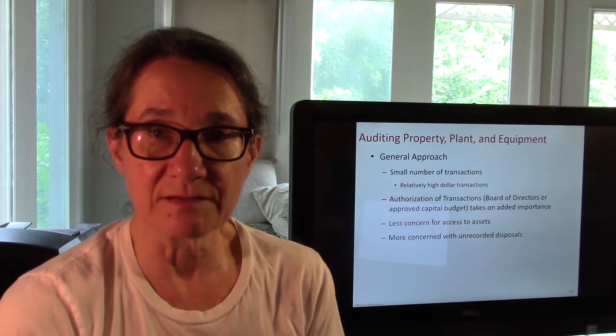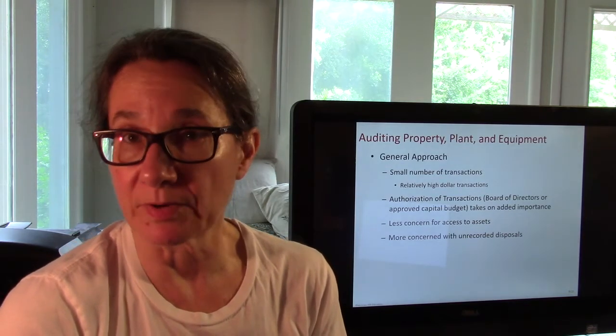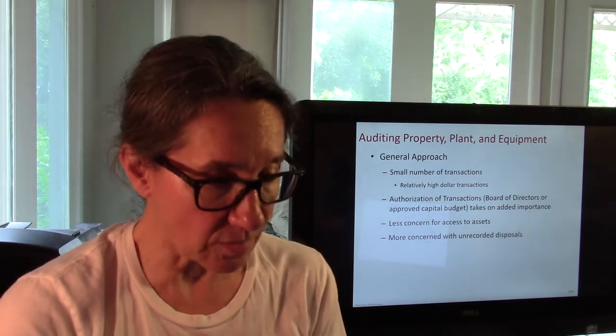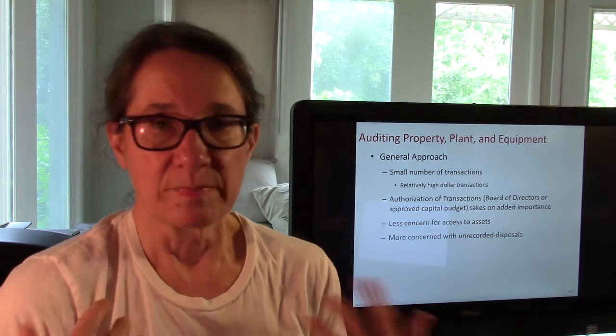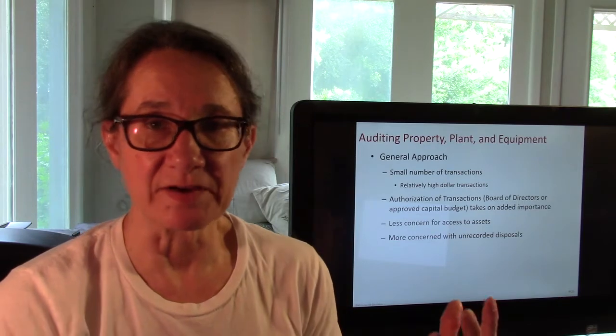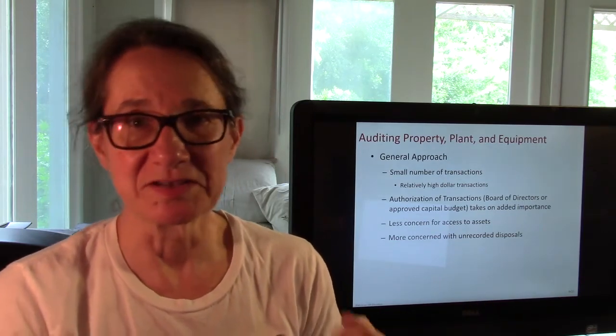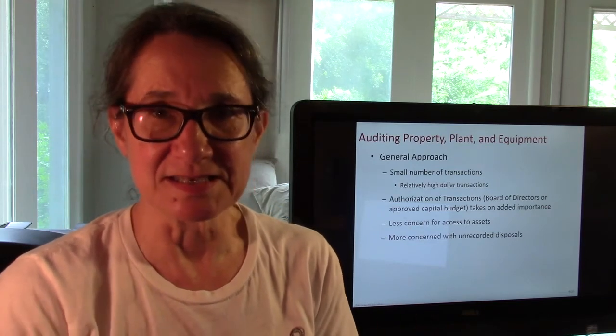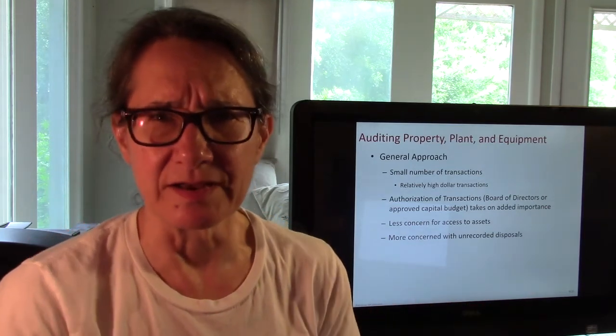We are back, chapter 8. We are up to video 5, where we're going to talk about auditing property, plant, and equipment. All right, so PP&E, big stuff, high dollar stuff. It's your factory, it's your warehouse, it's your manufacturing robots, it's your desks, it's things you can see and find.